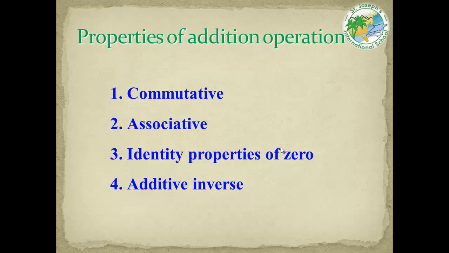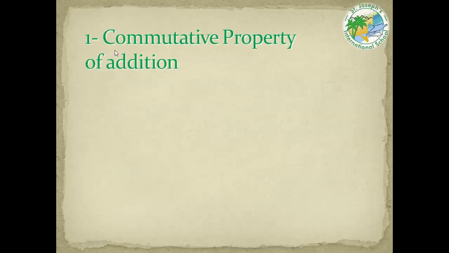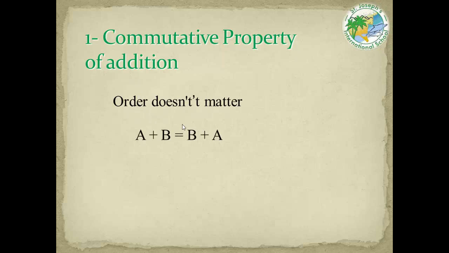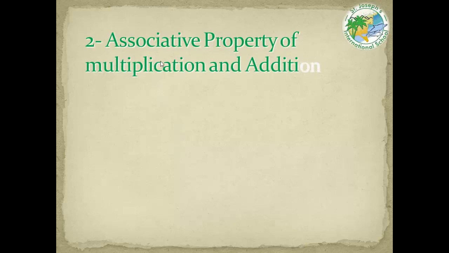Okay, let's go to know what is the meaning of commutative property of addition. Order doesn't matter. A plus B equal B plus A. This is the meaning of commutative property. Now the second property, associative property.